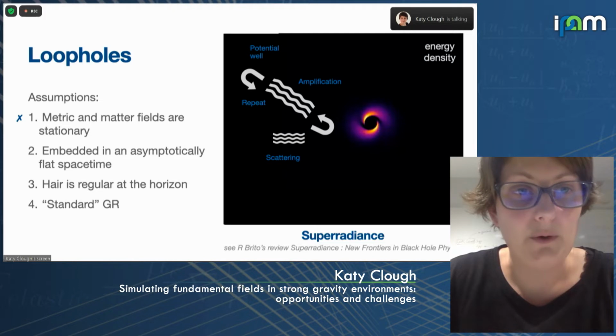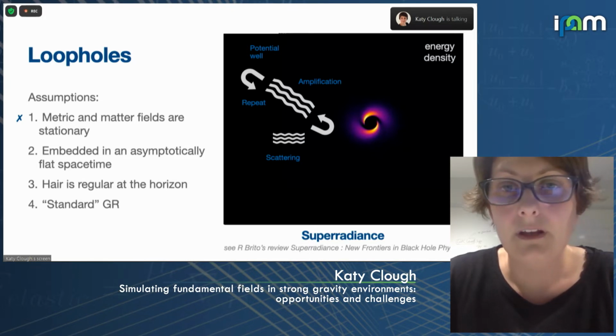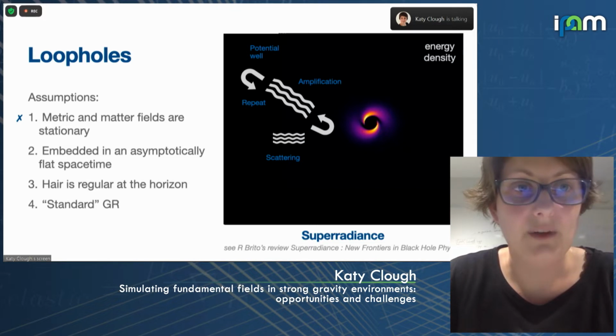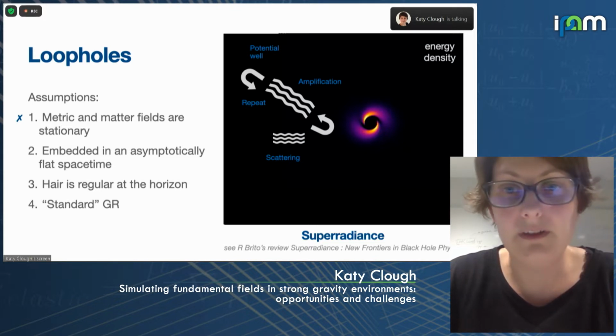The other loopholes are basically related to being in an asymptotically flat space-time, and the hair being regular at the horizon, and as I mentioned, modified gravities can get around this. So one of the key interesting examples that makes use of this loophole is the example of superradiance.